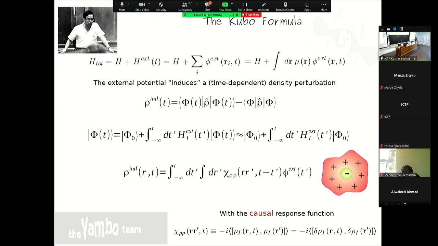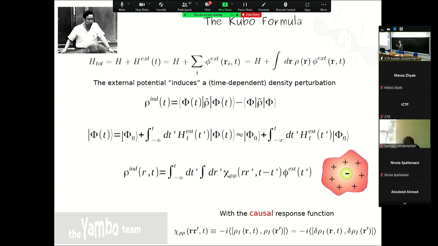So the point is that now the external potential is not the external electromagnetic field, but the potential connected somehow to an additional charge. If you do the math, it's very simple. You can realize that the induced density, the density induced by this perturbation, is proportional to the external stimulus, with the proportionality given by the density-density response function. The density-density response function is defined here at the end of the slide. It's just a mathematical object. It's the average of the commutator, causal, not T-ordered.